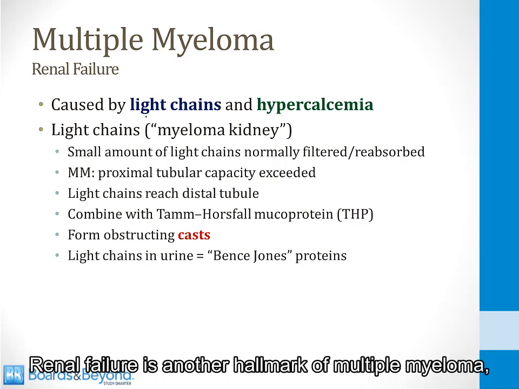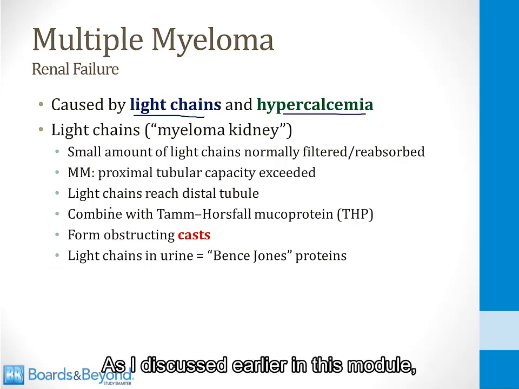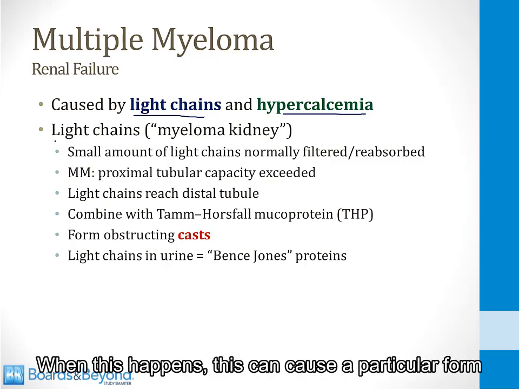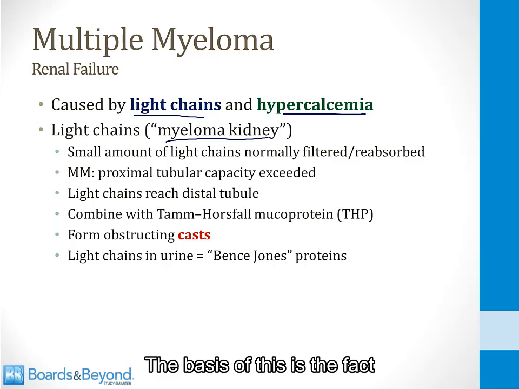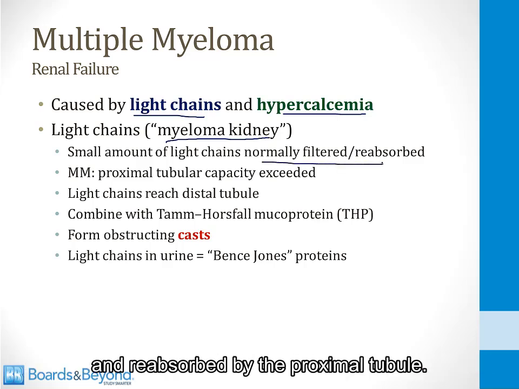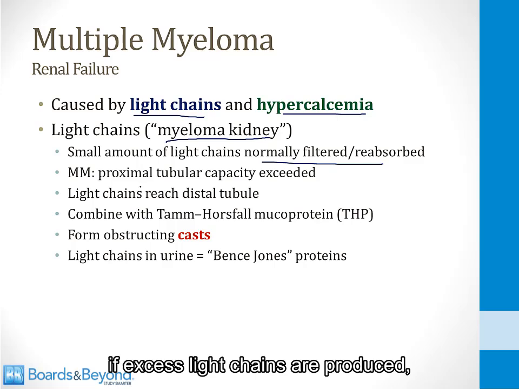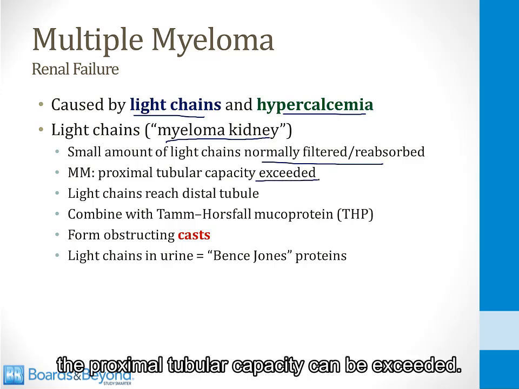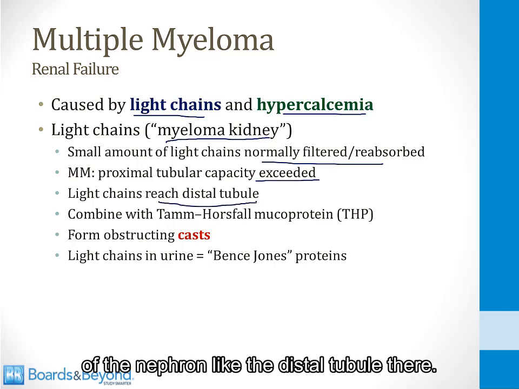Renal failure is another hallmark of multiple myeloma, and it's caused by light chains and hypercalcemia. As I discussed earlier in this module, in many cases of multiple myeloma, excess light chains are produced. When this happens, this can cause a particular form of renal failure called myeloma kidney. The basis of this is the fact that a small amount of light chains are normally filtered and reabsorbed by the proximal tubule. In the setting of multiple myeloma, however, if excess light chains are produced, the proximal tubular capacity can be exceeded. This means that light chains will reach the distal parts of the nephron, like the distal tubule.